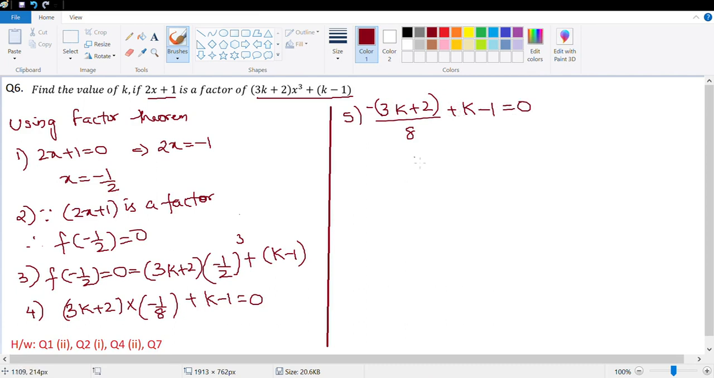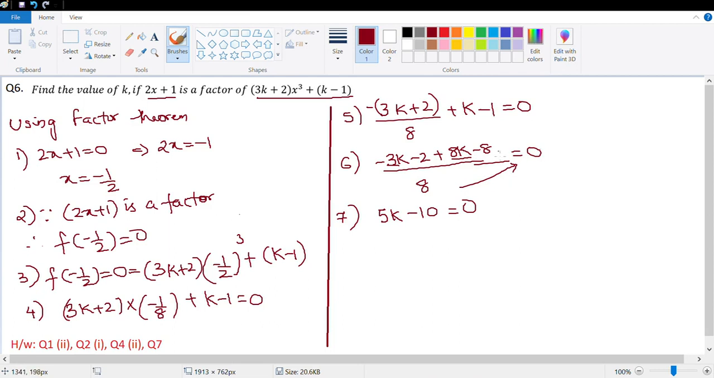Let's take the LCM. The LCM will be 8. So what we have is negative 3k minus 2 plus 8k minus 8 is equal to 0. Let's reconfirm. Yes, that's negative 3k minus 2. We'll multiply this with 8. So that's 8k and minus 8 is equal to 0. So we have negative 3k plus 8k, that's 5k. Negative 2 minus 8, that's negative 10 is equal to 0, because I have cross multiplied 8 into 0 gives us 0, which means 5k is equal to 10. Therefore, k is equal to 2. So the value of k is 2.